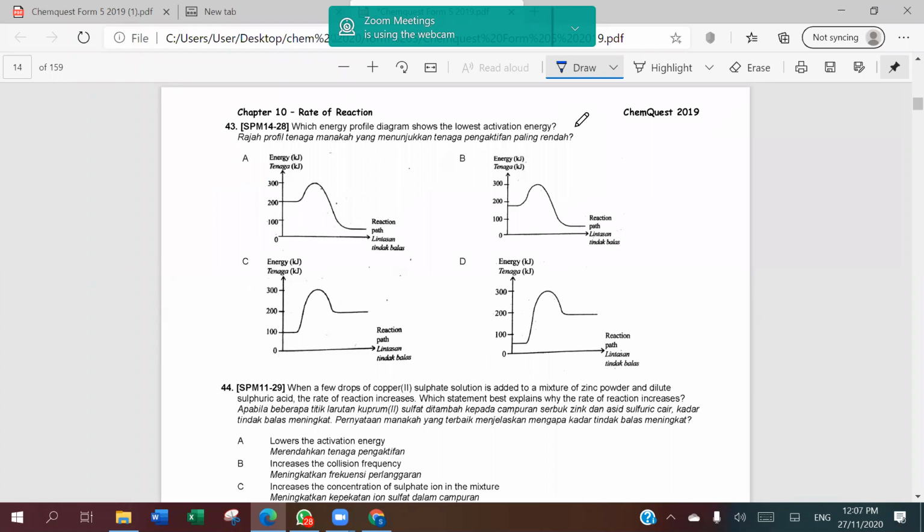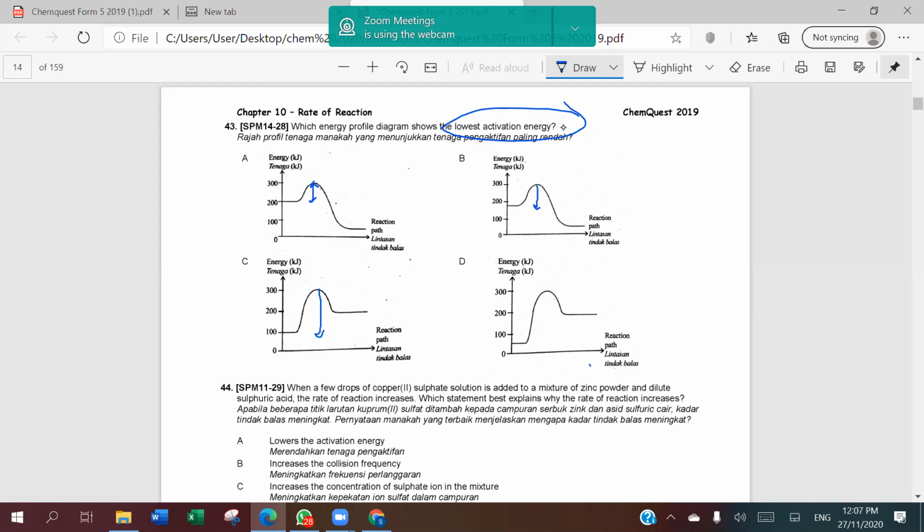Okay, now show me, which one shows me the lowest activation energy? Lowest. I say A, teacher. Okay, the answer is A, yes. Why? Because I must count. This one is 300 to 200. This one is here to here. Okay, this one is from the reactant to the product.